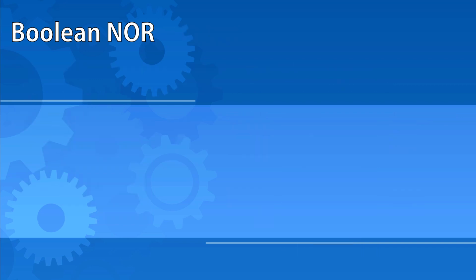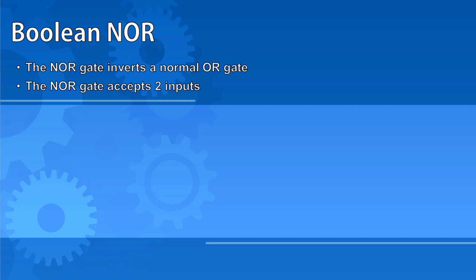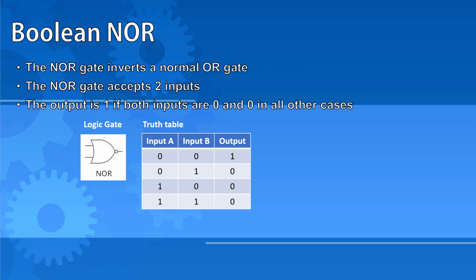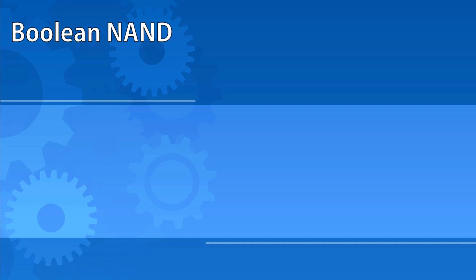Let's take a look at the first new logic gate for A-level, the NOR gate. The NOR gate effectively inverts a normal OR gate. The NOR gate, like the OR gate, accepts two inputs. In this case, the output is 1 if both inputs are 0 and 0 in all other cases. The logic gate symbol for the NOR gate looks like the OR gate with a little circle on the top. The Boolean expression for the NOR gate has the normal A or B symbol with an overline over the top to indicate NOT.